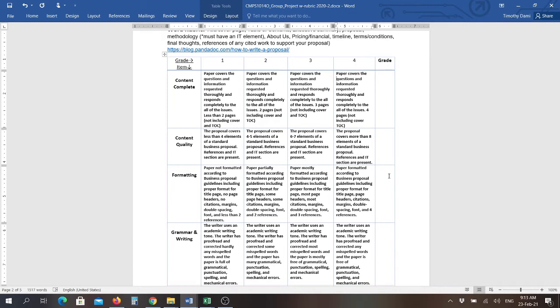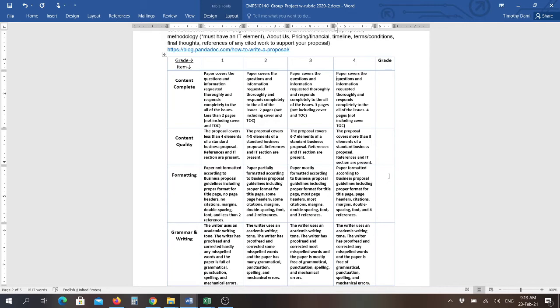So basically 4 pages is what it should be. If it goes down to 3 pages, that's when you start to lose points, right? If it goes above 5, then you could also lose points for being too wordy. So you want to be concise, you want to be clear, right? The business proposal for the content quality covers more than 8 elements of the standard business proposal. References and IT section are present.